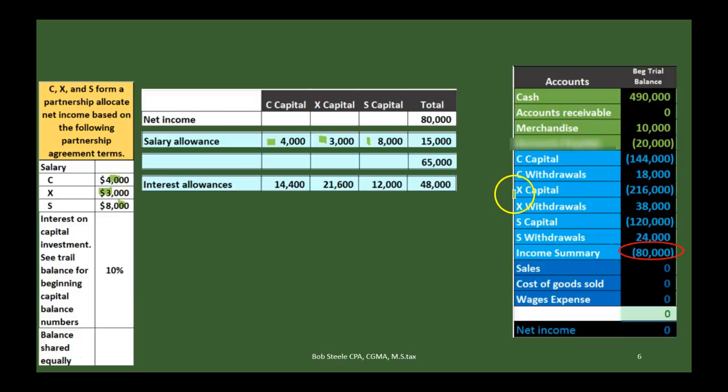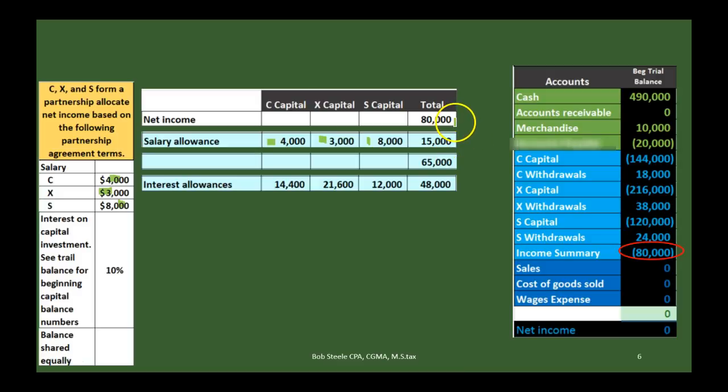Then if we take a look at X, they had 216. Therefore, we're going to take 10% of that and allocate 21.6 to X of the 80,000 based on this capital contribution. And then S had 120. So 120 times 10% gives us 12,000. Therefore, we're going to allocate 12,000 to S. So if we add that up, 14.4 plus 21.6 plus 12 gives us the 48.